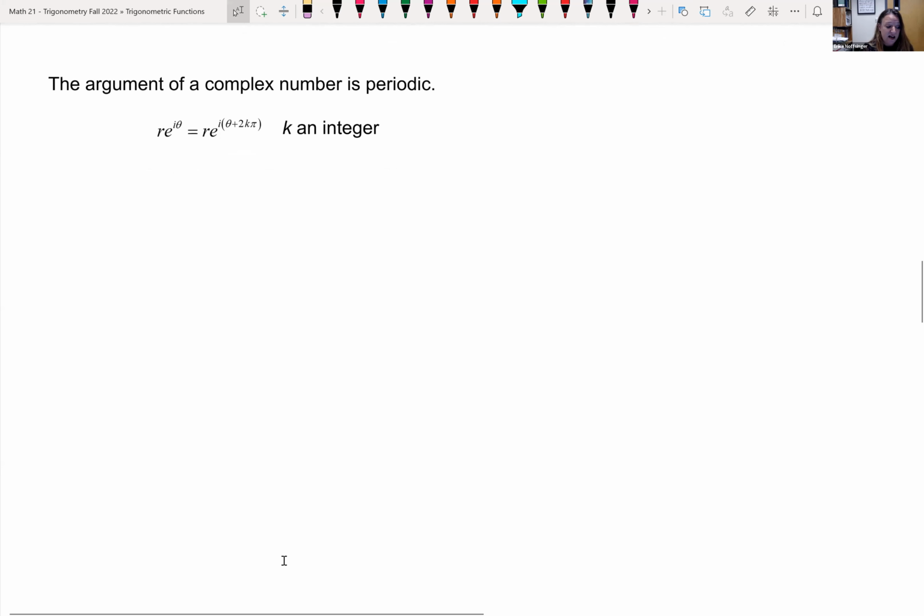The argument of a complex number is periodic. So that says that r e to the I theta is equal to r e to the I times the quantity theta plus 2 k pi, where k is an integer.